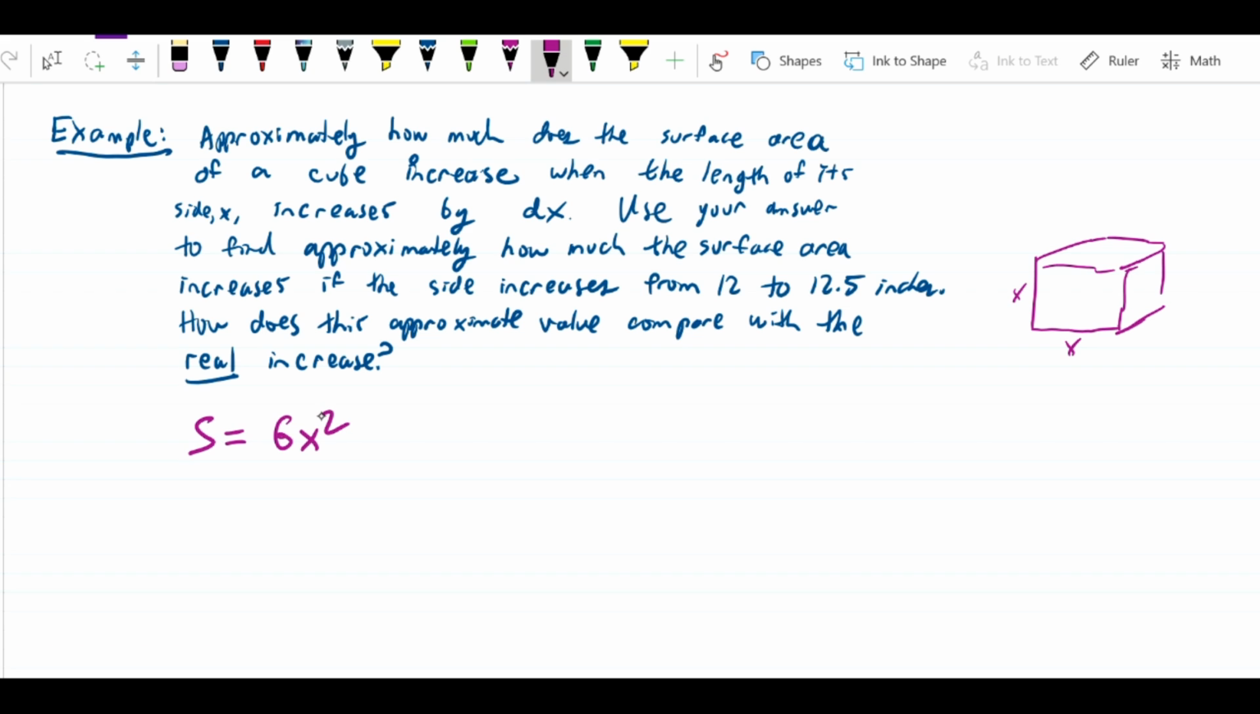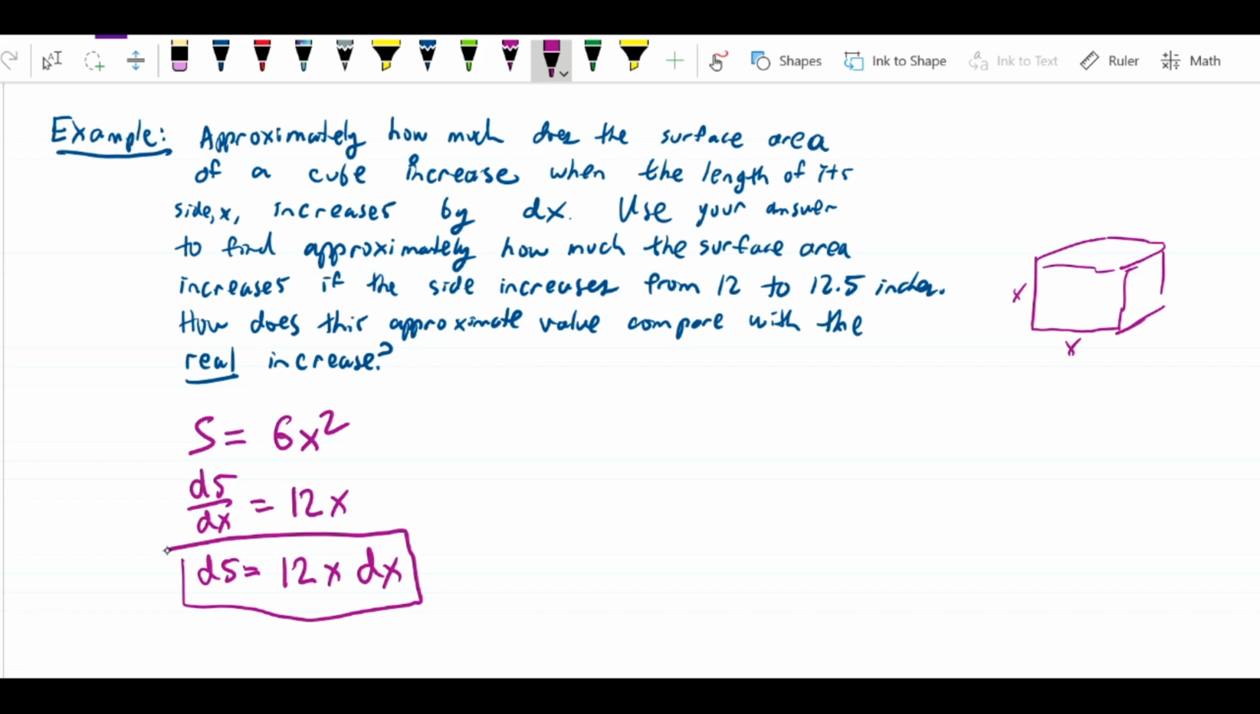So the surface area of the cube is 6x squared, and that means that if we take the derivative, we can say that ds over dx, in other words, how much does the surface area change for every increase in the length of a side, is going to be 12x. So we can get from that ds is equal to 12x dx. So that's the answer to the first part of the question. In other words, how much does the surface area increase when the length of the side increases by dx? The answer is ds, which is the increase in surface area, is 12x dx.